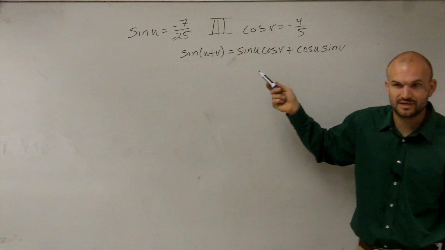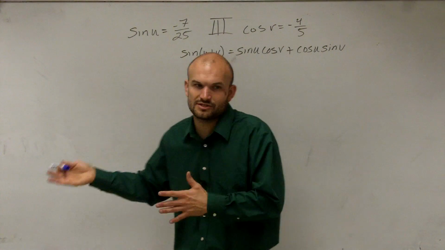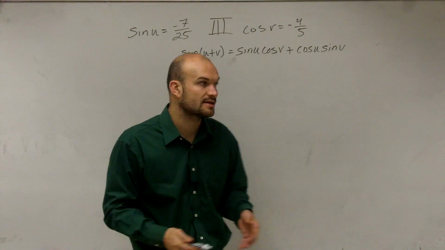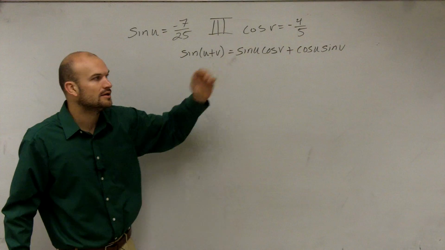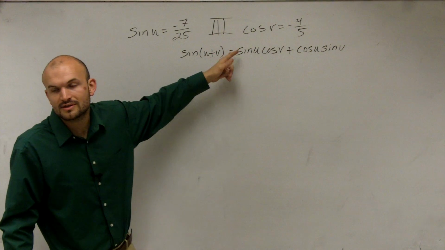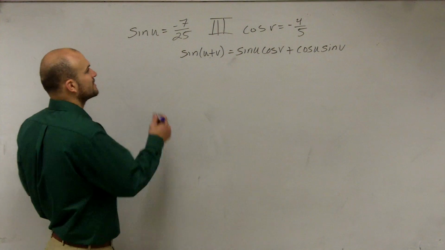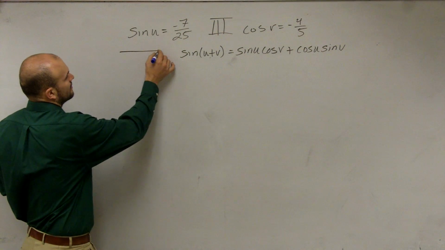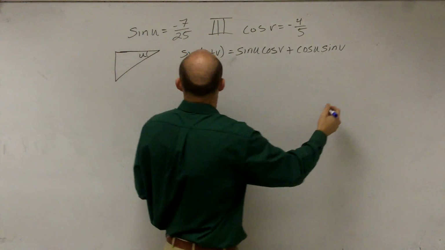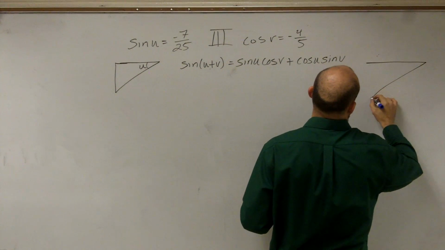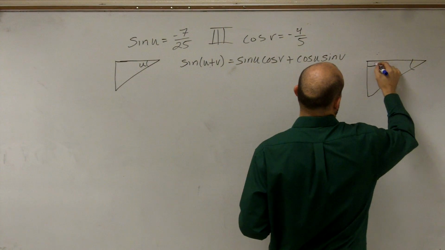So that's a little bit different because when we had the unit circle, we looked at just the x and the y coordinates, right? And it was pretty basic. But this, we noticed that these are not coordinate points that are on our unit circle. So they said that our theta has to be in quadrant 3. So that means we're going to have two different triangles with here's angle u, and here's angle v.